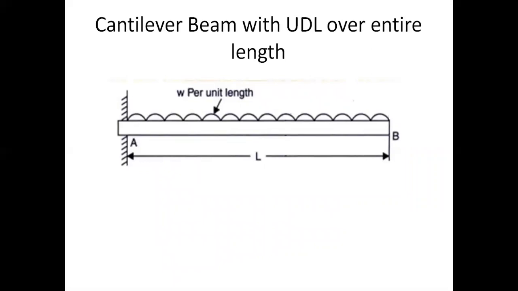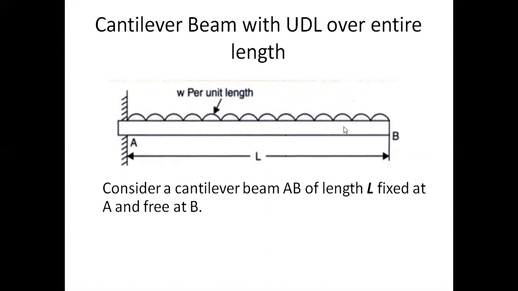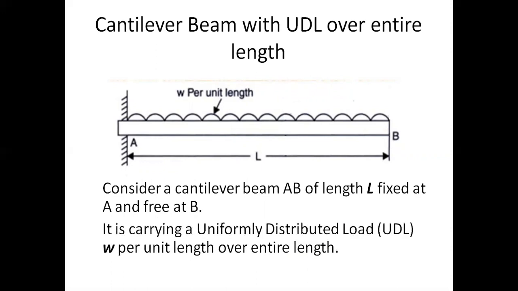For example, consider a cantilever beam AB of length L, fixed at A and free at end B. The length is L. Now, let this cantilever beam carry a uniformly distributed load of w per unit length. For example, if you take L meters, the entire span is loaded.